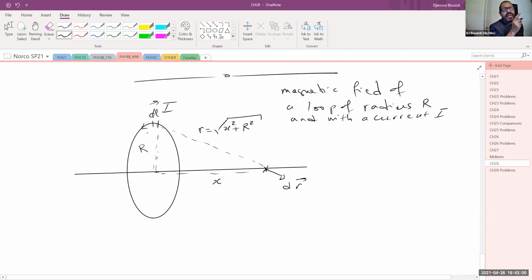Ultimately, at some point, we will be interested in the case when x is equal to 0, right in the center of this loop. How much magnetic field is created by this current? That is the question that we want to know. So think of it this way. This is your loop, except I have a lot of them in here.